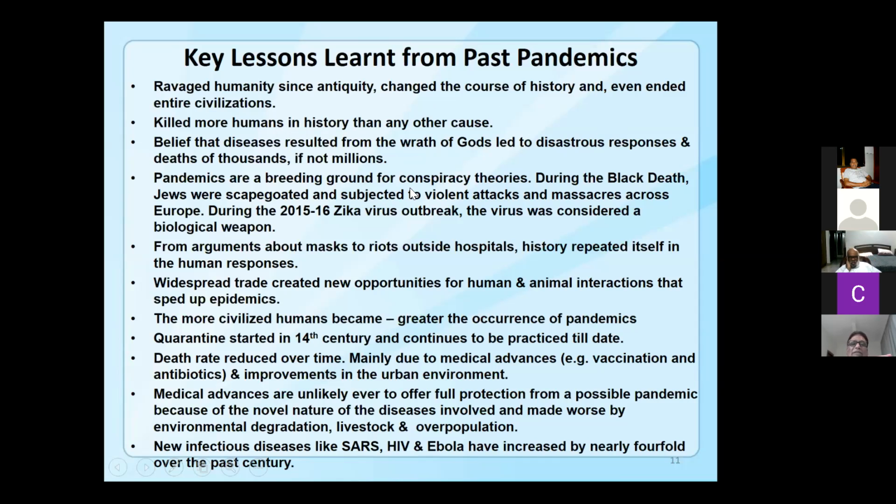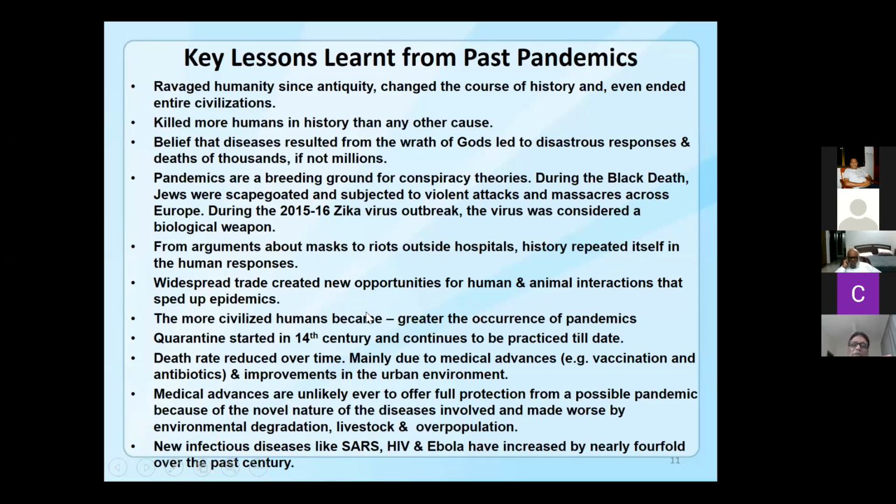Pandemics are a breeding ground for conspiracy theories. Even during the Black Death, Jews were scapegoated and subjected to violent attacks and massacres across Europe. During the 2015-16 Zika virus outbreak, the virus was considered a biological weapon. From arguments about masks to riots outside hospitals, history repeated itself in the form of human responses.